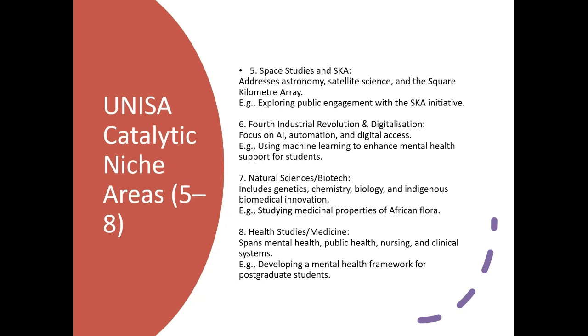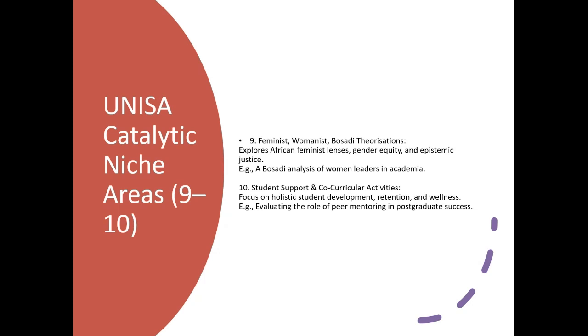Number 7, natural sciences and biotech, includes genetics, chemistry, biology, and indigenous biomedical innovation. So, a very random topic, but studying medicinal properties of African flora. And then number 8 is health studies and medicine. Initially, it was only health studies, but we now have medicine as well. That spans mental health, public health, nursing, clinical systems, and developing a mental health framework for postgraduate students, for instance. That's aligned to my research topics. And then the last 2, number 9, feminist, womanist, Busadi theorizations, exploring African feminist lenses, gender equality, and epistemic justice. For example, a Busadi analysis of women leadership in academia.